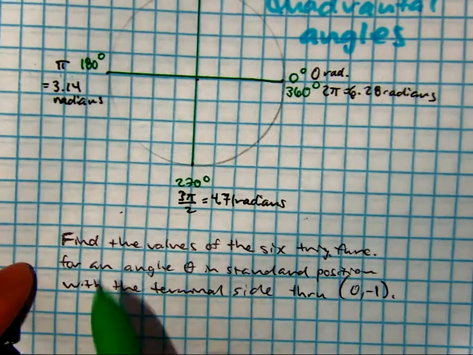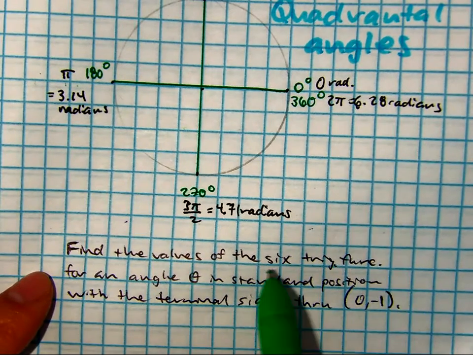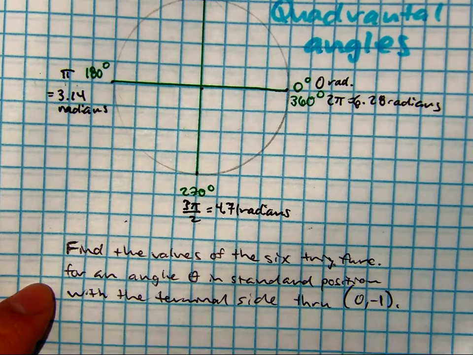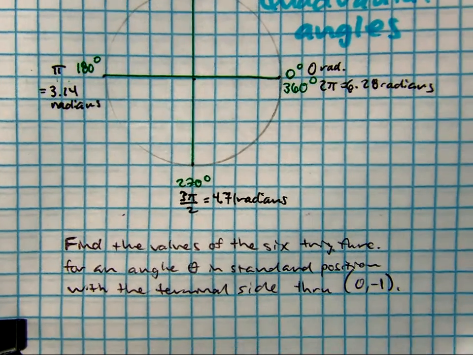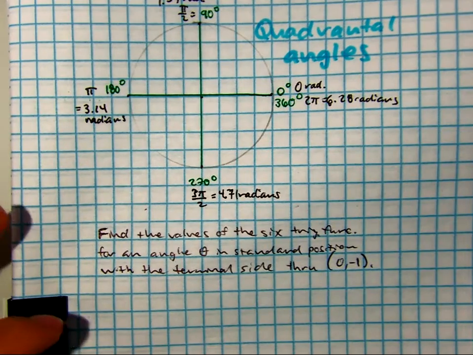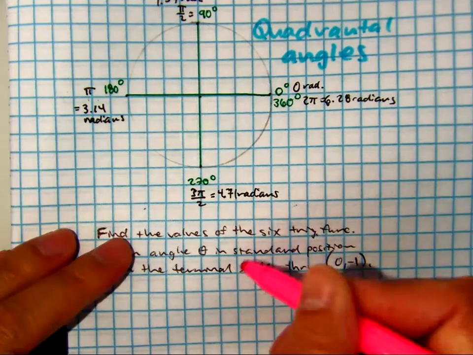Alright, we're supposed to find the values of the 6 trig functions of an angle theta in standard position with the terminal side through 0, -1. I'm going to use the circle we just did. I'm going to highlight for you the standard position.